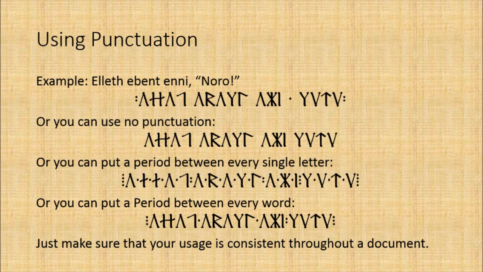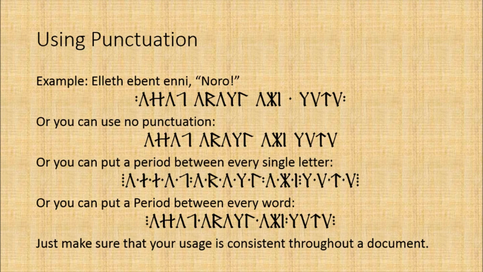Here are a few examples. We'll be using the phrase erleth ebent enni, noro. Here are some ways that you can write that. You can write it with space marking the boundaries between words, a single dot marking a pause within the sentence, and then double dots marking the beginning and ends of a sentence. Or you can use no punctuation at all. Or you can put a period between every single letter.